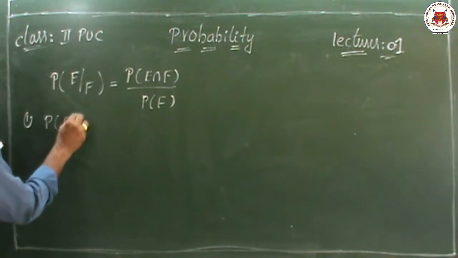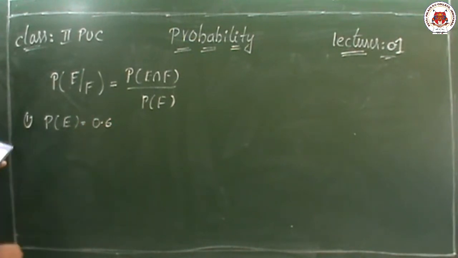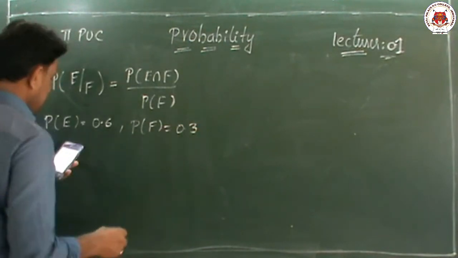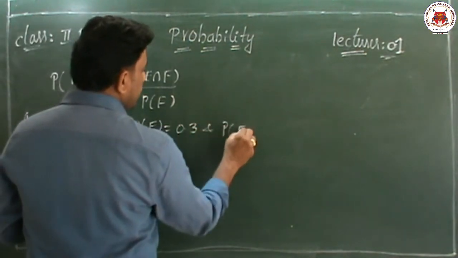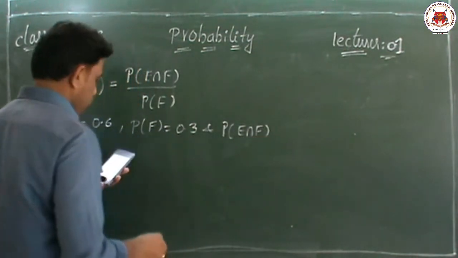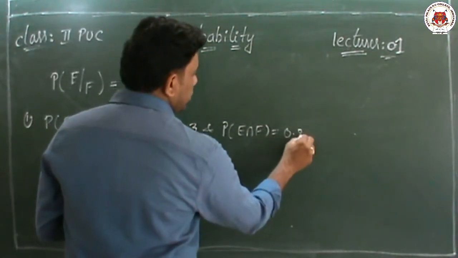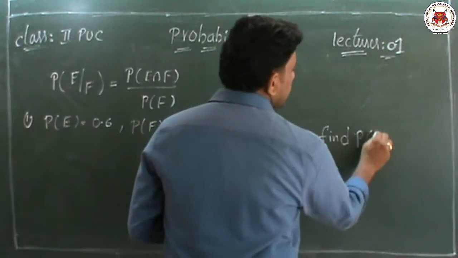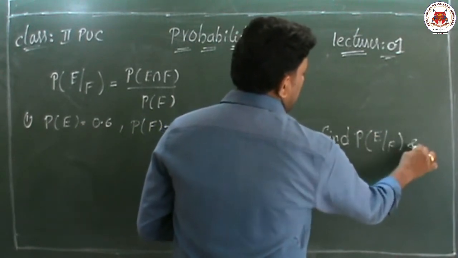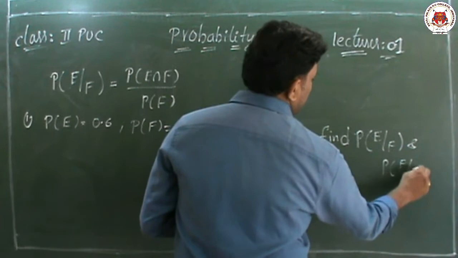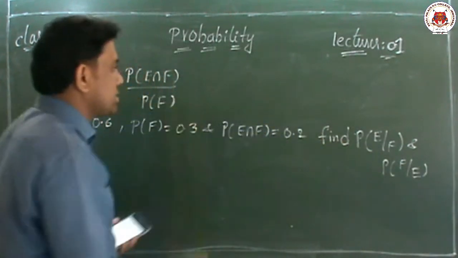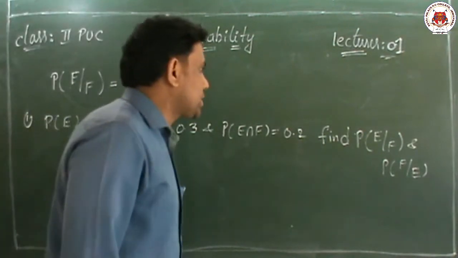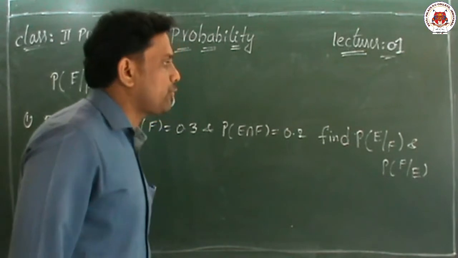P of E equals 0.6. P of F equals 0.3. And P of E intersection F is equal to 0.2. Then he asked, find P of E by F and P of F by E. This is the question he asked. So children, here P of E is given, P of F is given, and E intersection F is given. We have to find E by F and F by E.